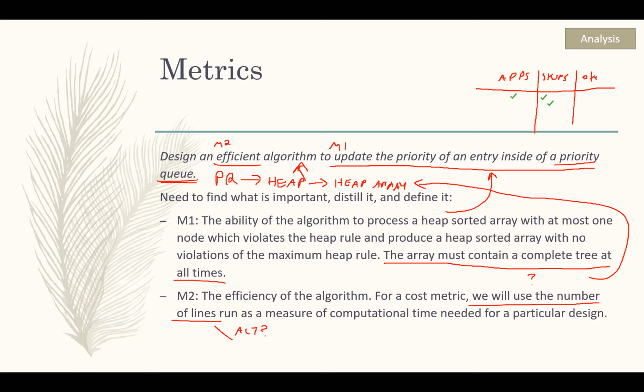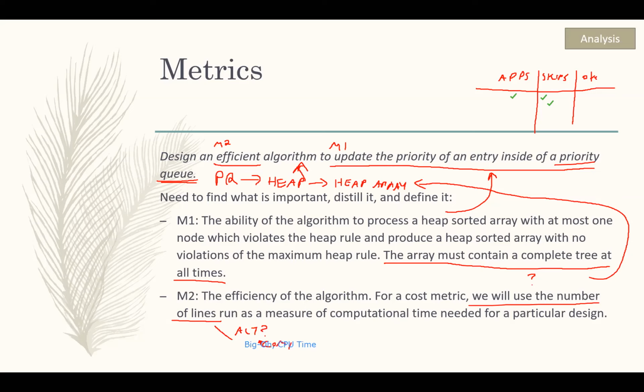So here, the thing that we would be measuring with it would be number of lines run. Are there any other alternatives though, other things that I could run, or other things I could count? The goal is to update the priority. So I guess you're going to have to do some comparisons to find the element you're looking for. So you could check the number of comparisons you have.